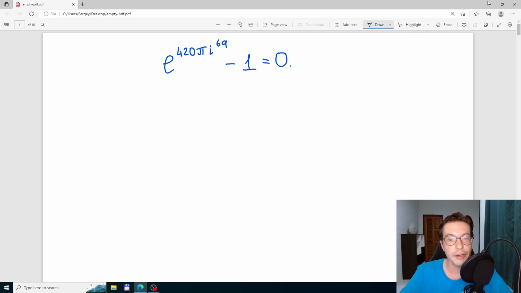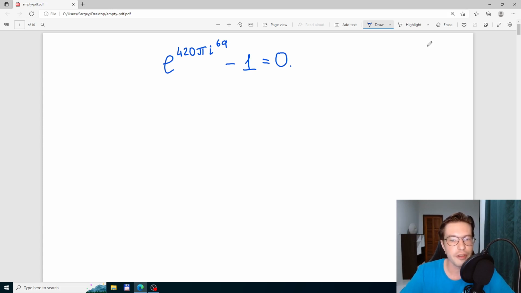Hi. Very often people ask me, hey, do you have your favorite math equation? Or do you have your favorite math identity? Yes, absolutely, I do have one, and it is e to the power of 420 pi I to the power of 69 minus 1 equals 0.